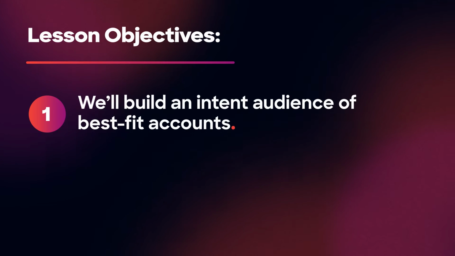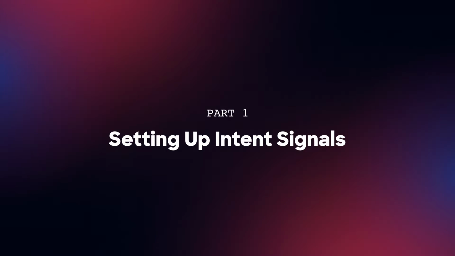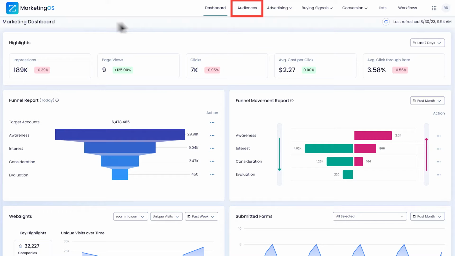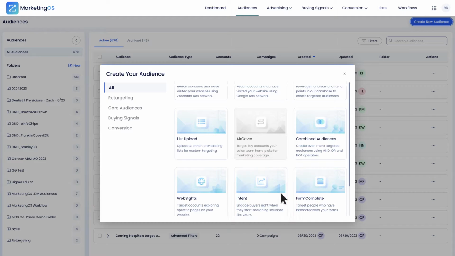First, we'll use Marketing OS to build an intent audience of our best fit accounts. Then, we'll create an ad campaign targeting our newly created intent audience. To begin building our intent audience, go to the Audiences tab and open up the New Audience menu. Click on the Intent option.